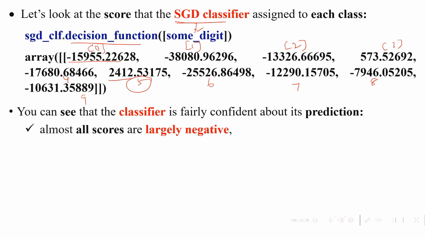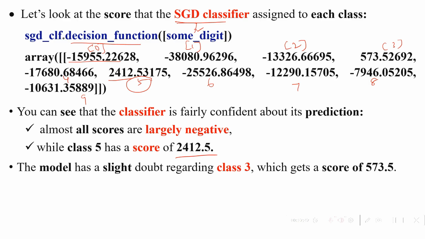Now you can see that the classifier is fairly confident about its predictions. Almost all the scores are largely negative, while the classifier has scored 2412.5 for one class. The model has a slight doubt regarding class 3, which gets the score 573.5. All the remaining classes have negative values, and only two classes have a positive score.